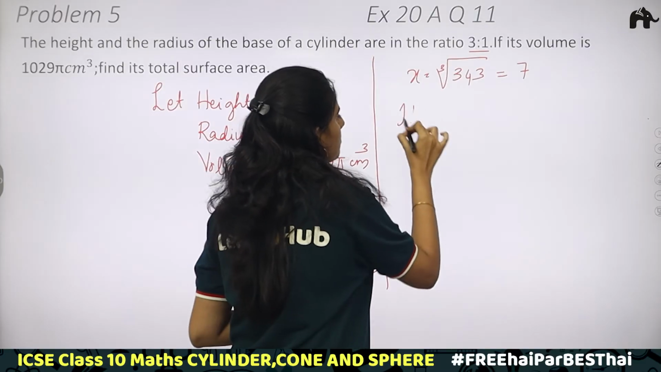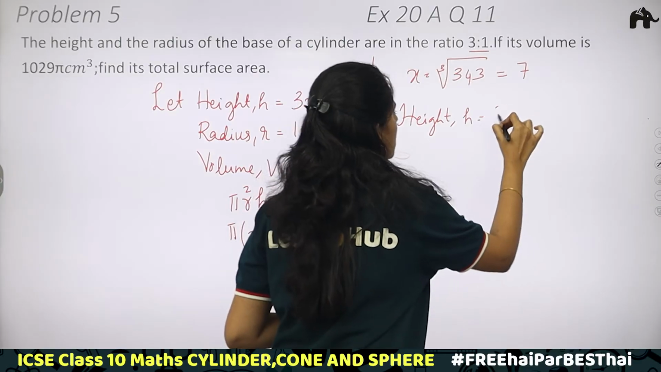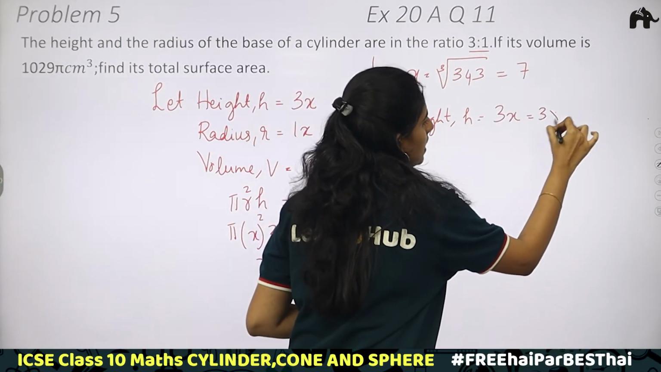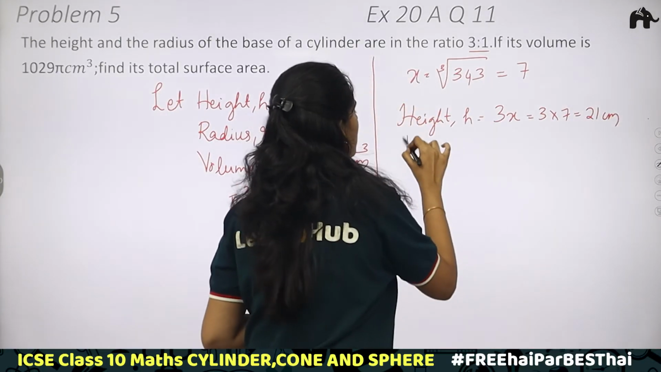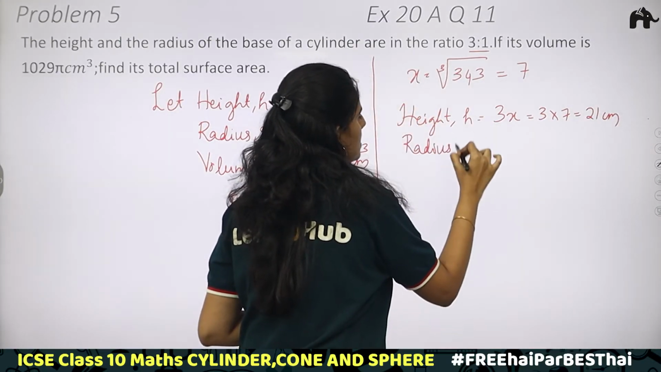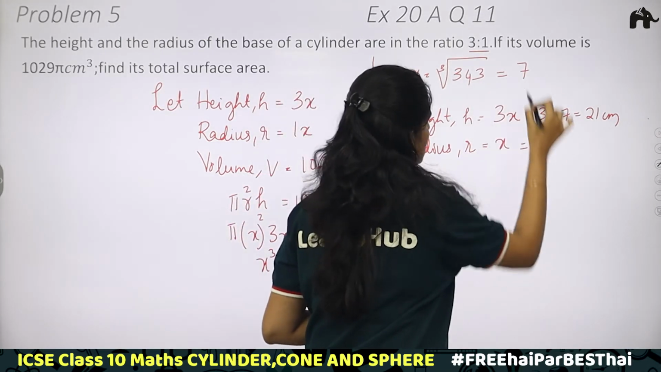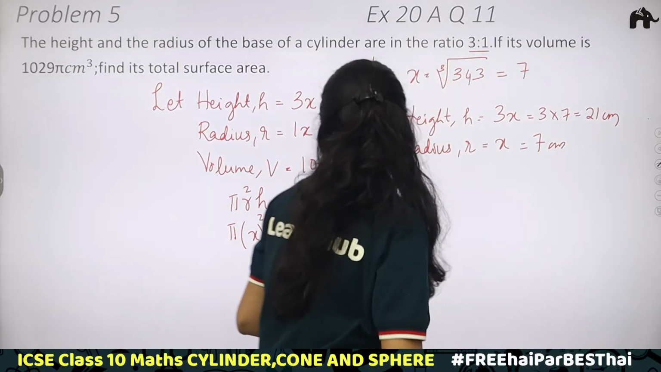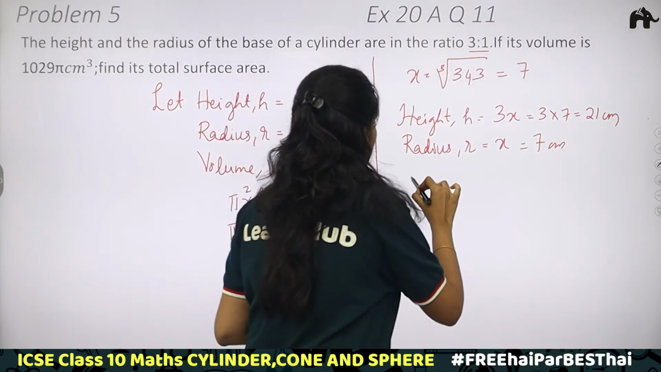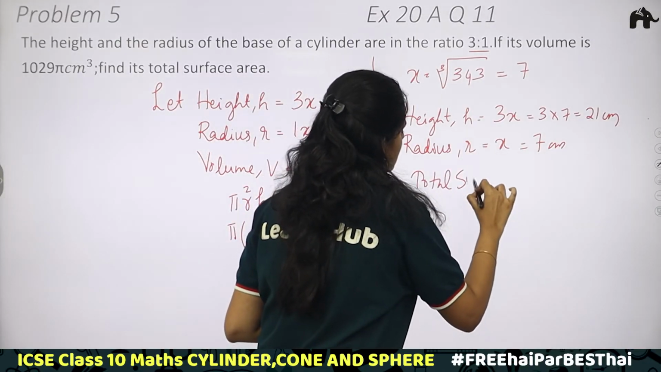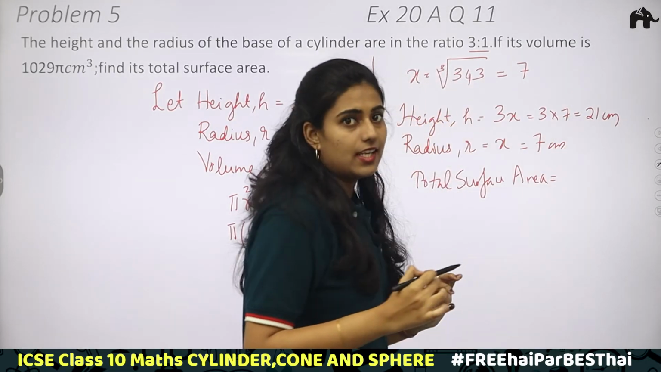Then what is the height? Height h is equal to 3 into x, which is 3 into 7, 21 centimeter. What about radius? Radius r is equal to x value which is 7 centimeters. Now we need to find the total surface area. Okay, total surface area. How to find total surface area?